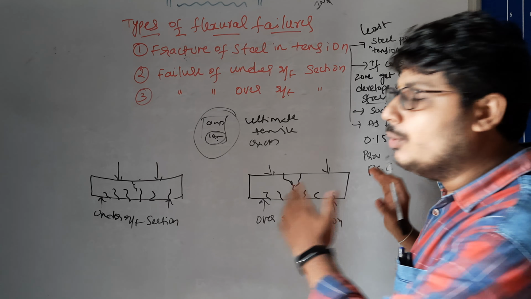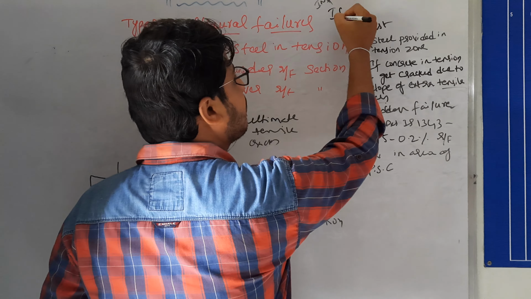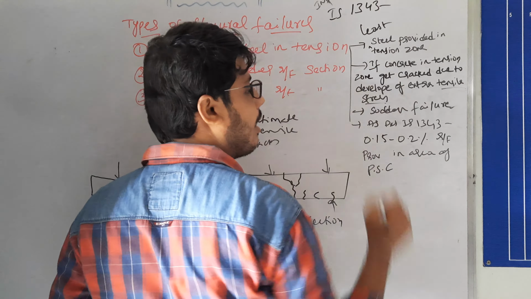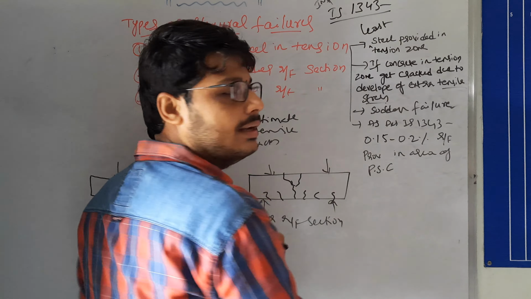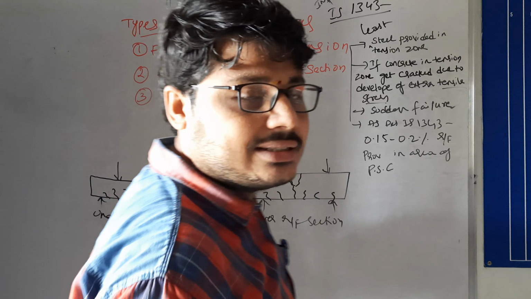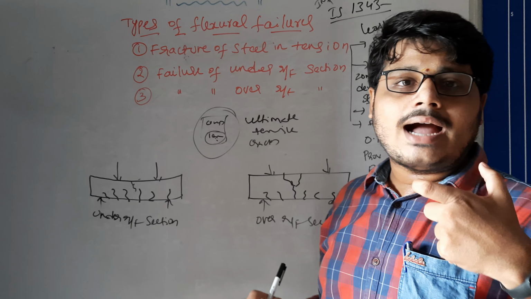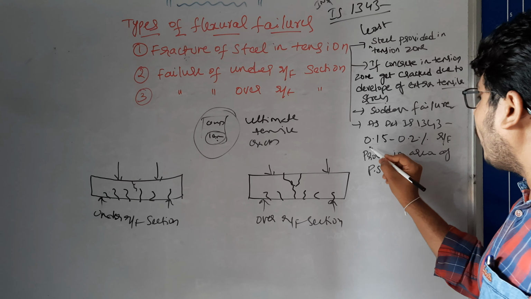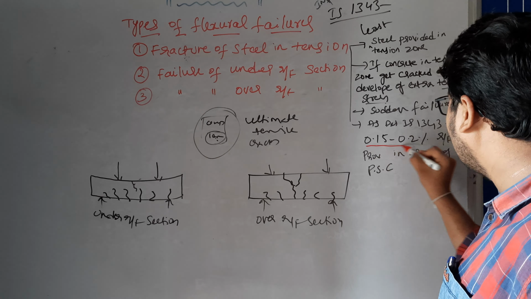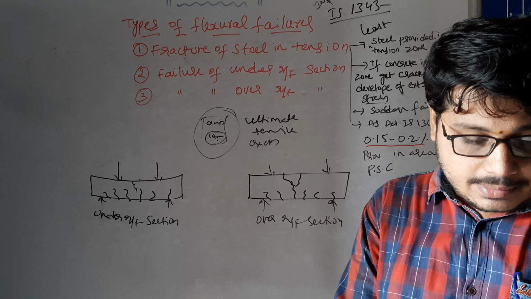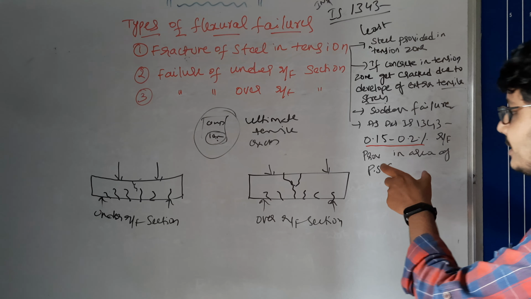So due to this, as per IS 1343 code, due to these failure conditions, so that the member does not fail, the IS code book recommended 0.15 to 0.2%. So 0.15 to 0.2% reinforcement must be placed, provided.